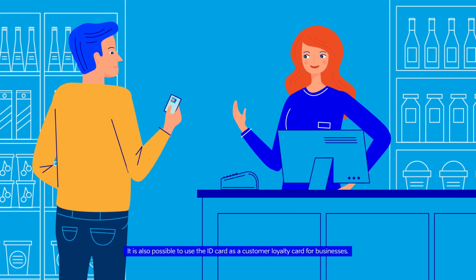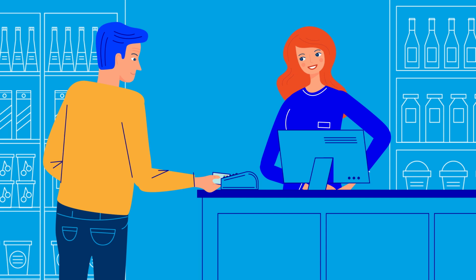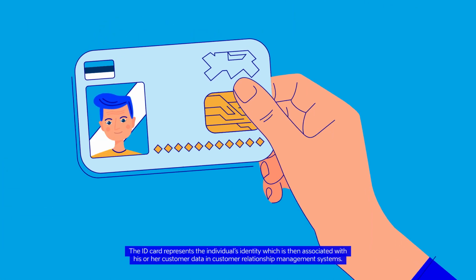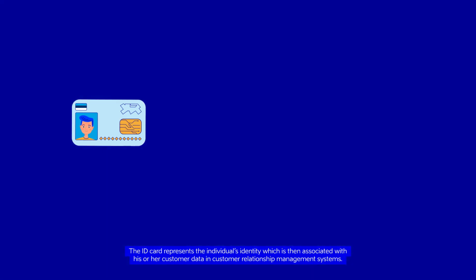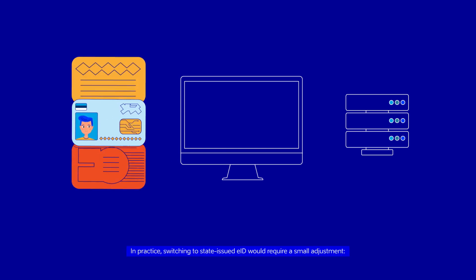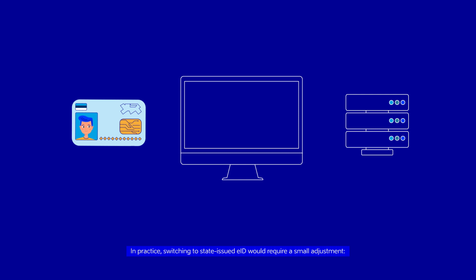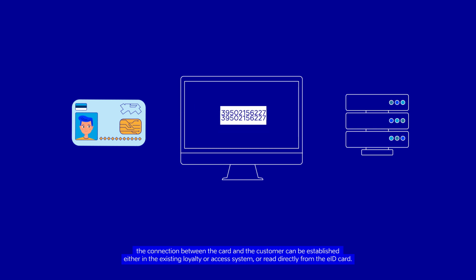It is also possible to use the ID card as a customer loyalty card for businesses. The ID card represents the individual's identity, which is then associated with his or her customer data in customer relationship management systems. In practice, switching to state-issued eID would require a small adjustment. The connection between the card and the customer can be established either in the existing loyalty or access system or read directly from the eID card.